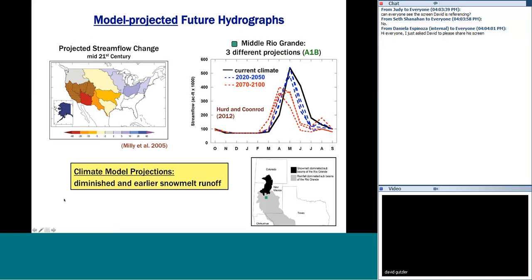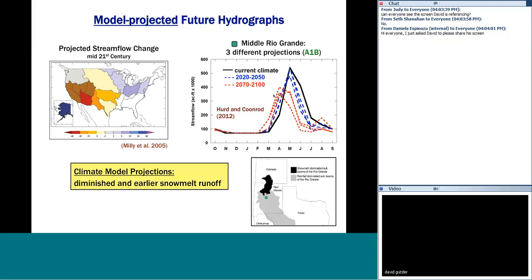Okay, to motivate this, I just wanted to show you very quickly what climate models are forecasting for this region, which is part of the reason we're so interested in what's going on up in the headwaters. All climate models project rapid temperature increase over the course of the 21st century. A consequence is that a whole family of streamflow models, surface hydrology models, have projected that streamflow in the upper Rio Grande should diminish overall, as shown by this hydrograph on the right, and that the snowmelt runoff peak, which is currently here in May, shown by the black line, should push weeks earlier as the snow that remains melts earlier.